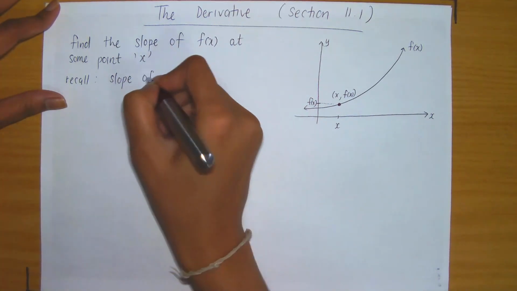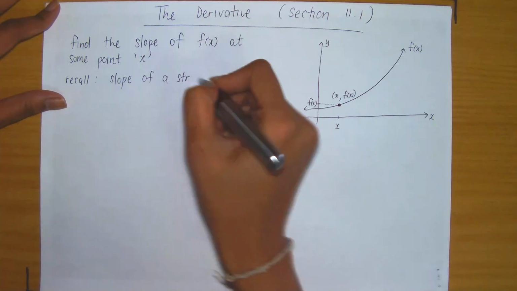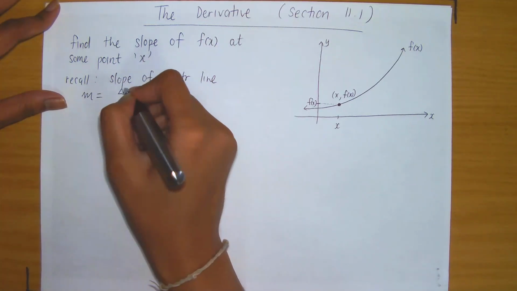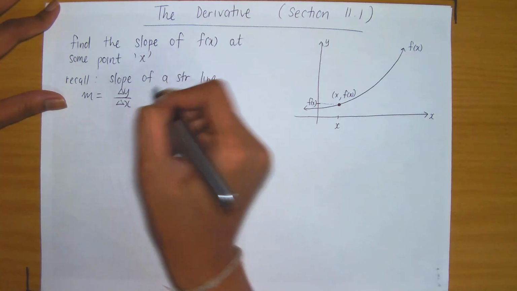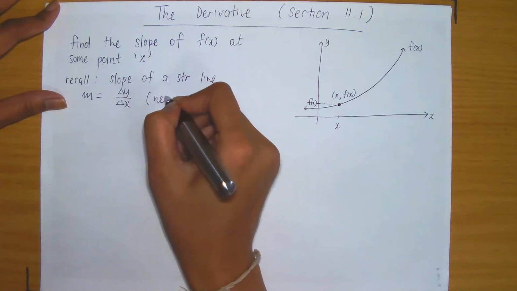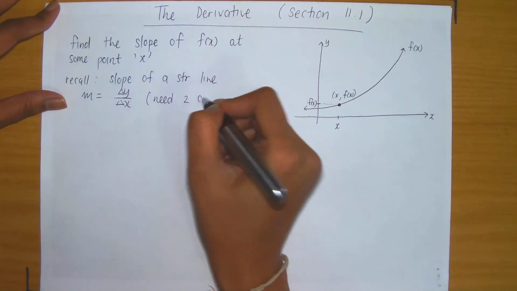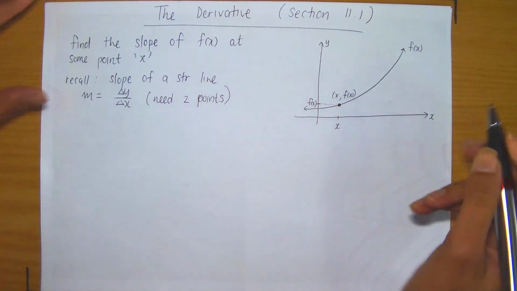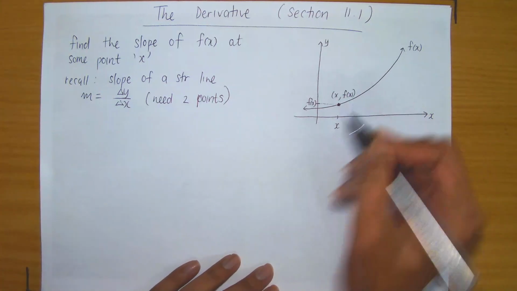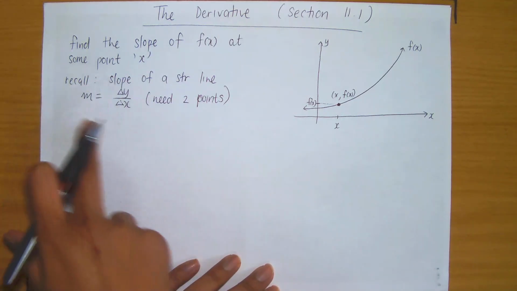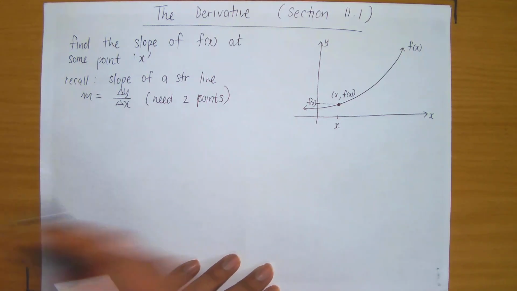So the slope of a straight line is given by the change in y over the change in x. And in order to compute this, we require two coordinates or points. So right now we only have one point of interest and not two, making it impossible to make use of this formula.